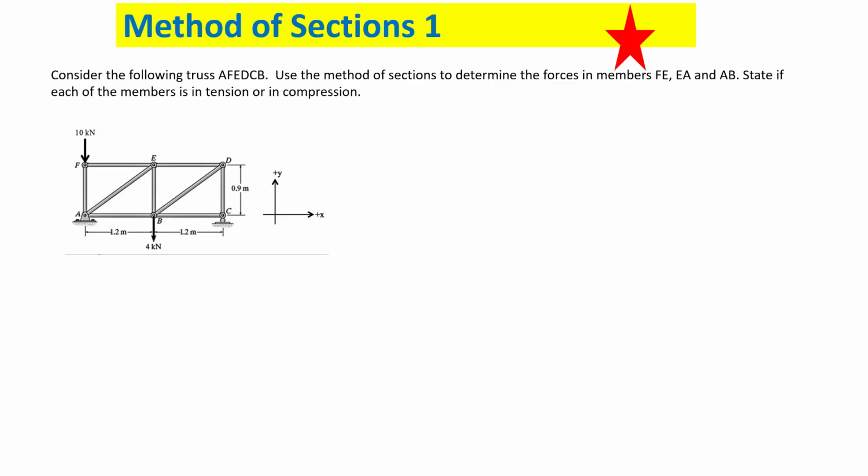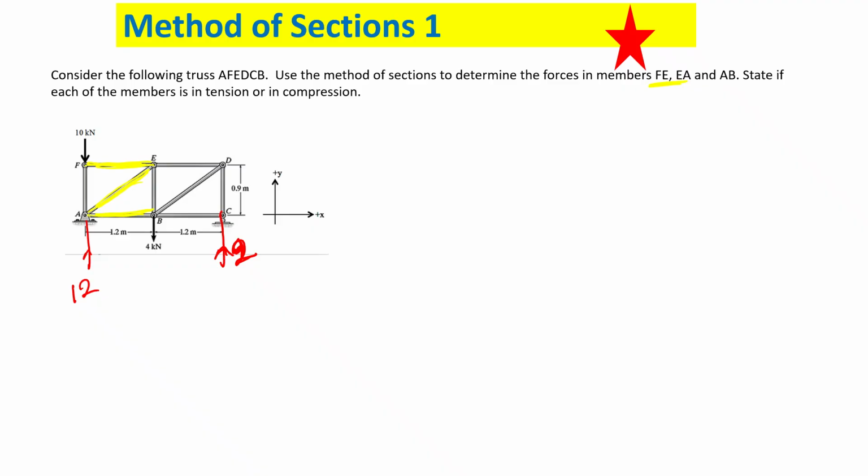Okay, so this one is 12 and this is 2, right? Now what they ask you to find is the forces in EF, EA and AB. EF is this, EA is this, and AB is this. So they're only asking you to find these 3.